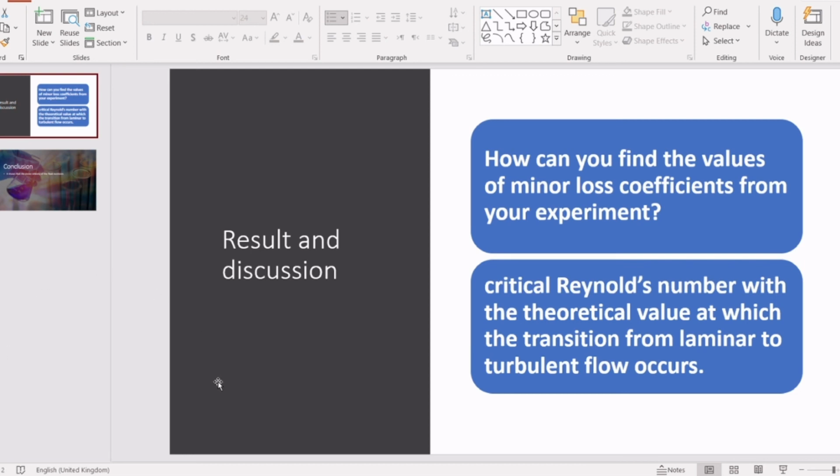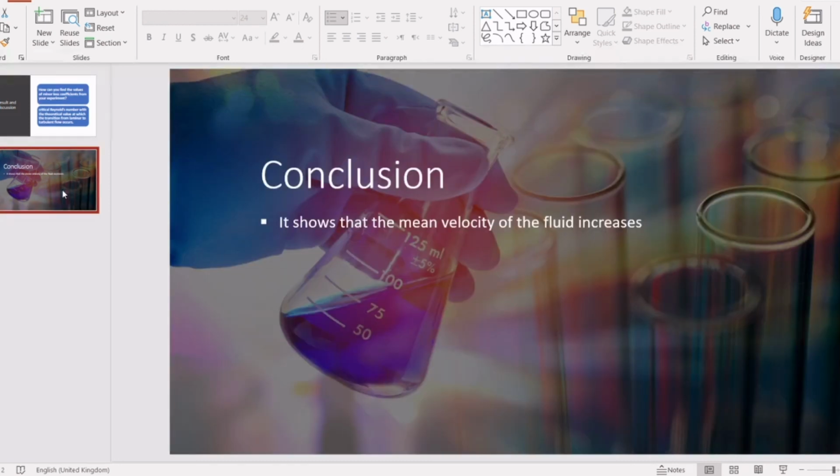This is all about the results and discussions. I will go to the conclusion part. The conclusion shows how the mean velocity of the fluid increases.